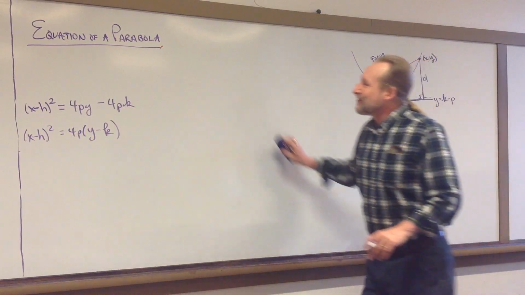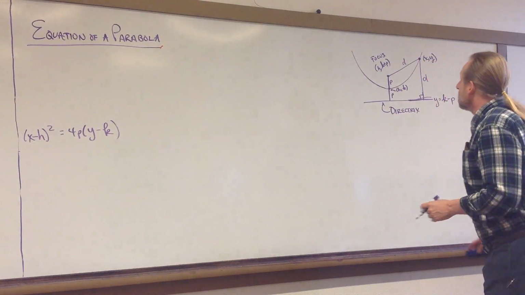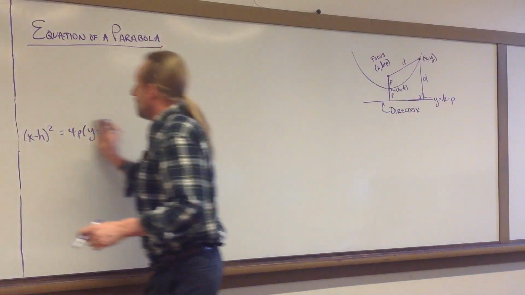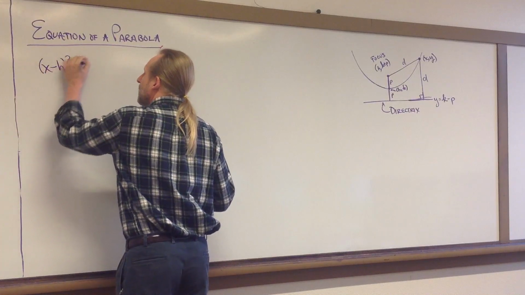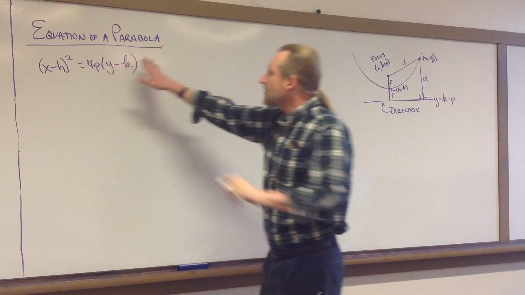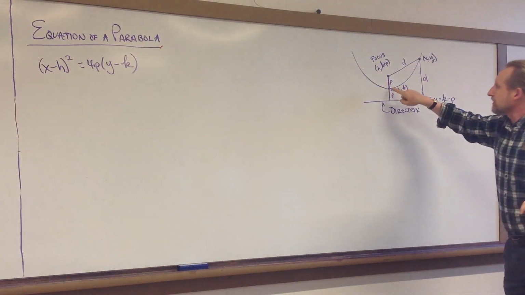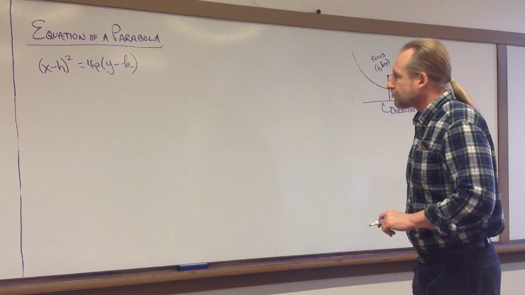Okay. So here's the standard equation, and this is for an upward facing parabola. We get x minus h all squared equals 4p times y minus k. So h, k is the vertex, p is that focal distance, okay?